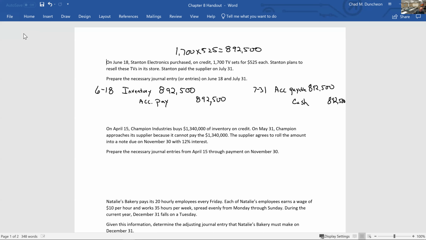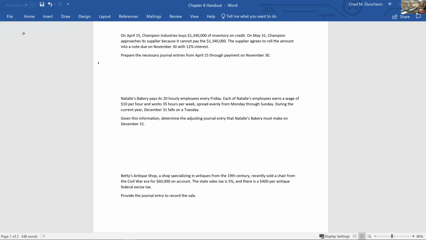Okay, next one has a little bit more to it. So here we bought some inventory on credit, and then we decided we cannot pay within the normal payable time. So we asked to extend it to a note payable, which comes with interest. On 4/15, our initial journal entry, since we were buying inventory, we would debit our inventory by $1,340,000. And at that point in time, we would have an accounts payable for the same amount. That would be on 4/15.